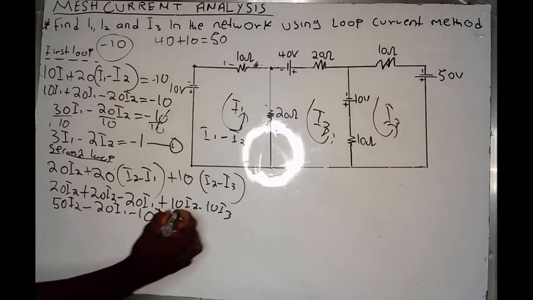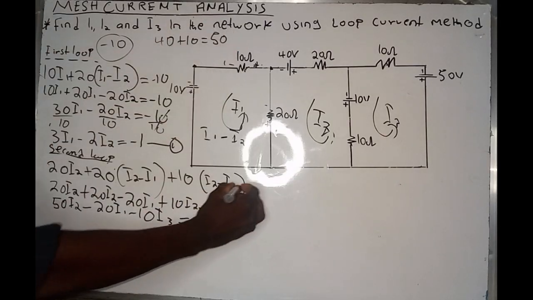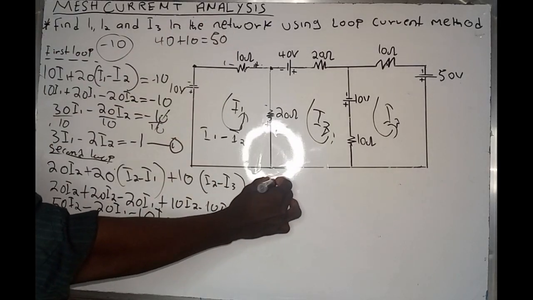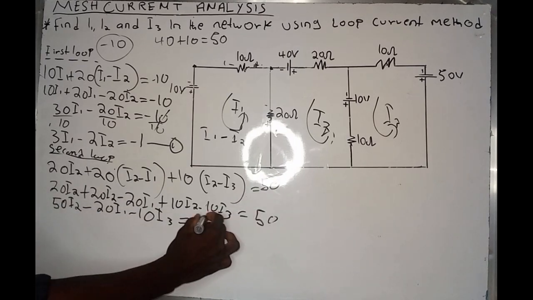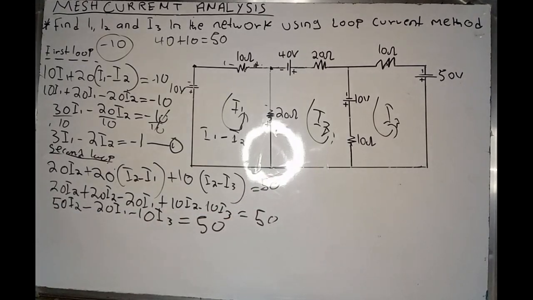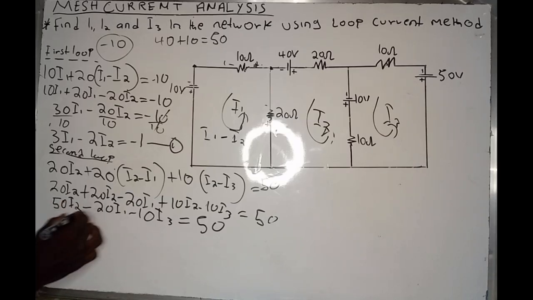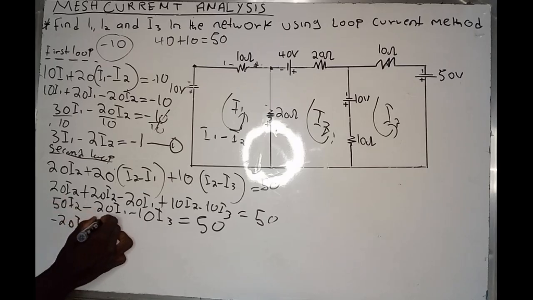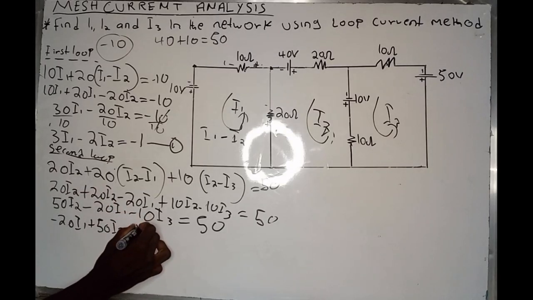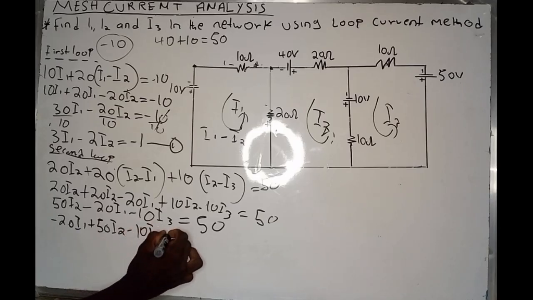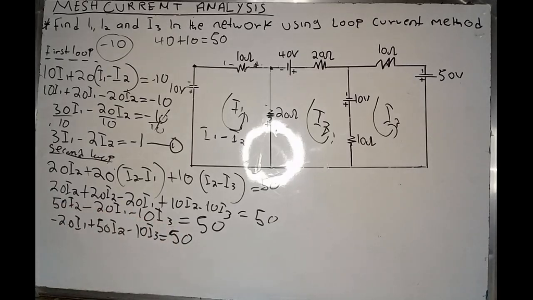My total voltage is 50. So therefore I have to rearrange it. I will say minus 20 I1 plus 50 I2, therefore minus 10 I3, which is equal to 50.